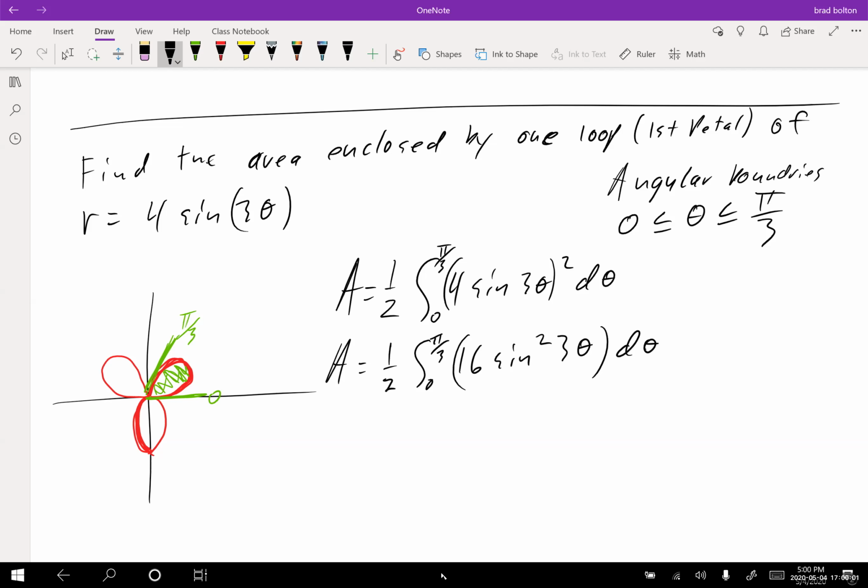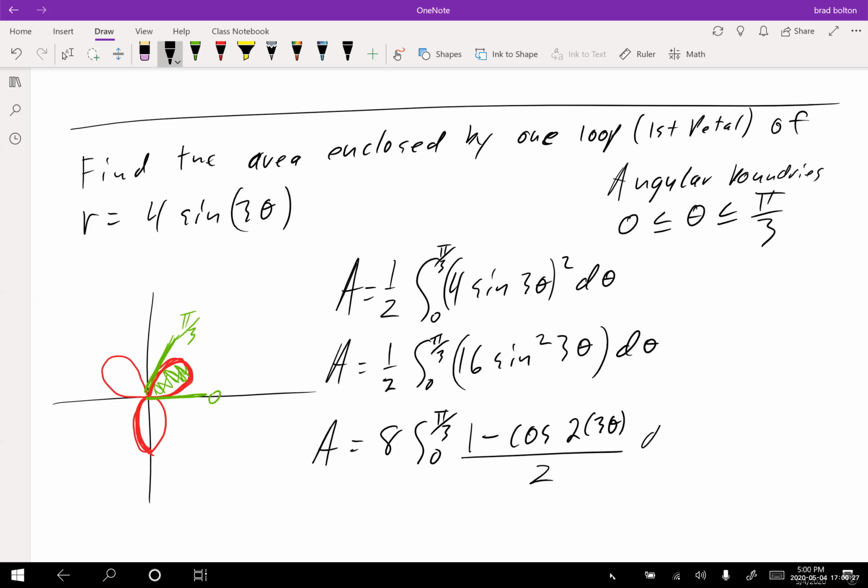Okay, so now we're here. So this portion right here, we're looking pretty good. I think we can clean up the 16. So this would be area equals 8, integral from 0 to pi over 3. We have sine squared of 3 theta. We know that's 1 minus cosine of double whatever was in there.